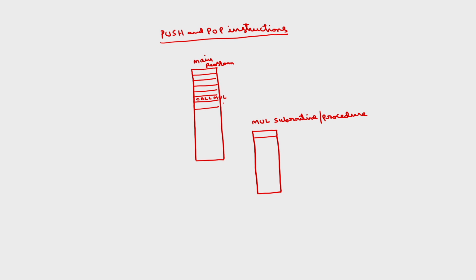So, the control has to go to here, but before the control moves to this subroutine, in the main program, which can be written by using the general purpose registers, I might have used AX, BX, CX, DX, SI, DI for some purpose.